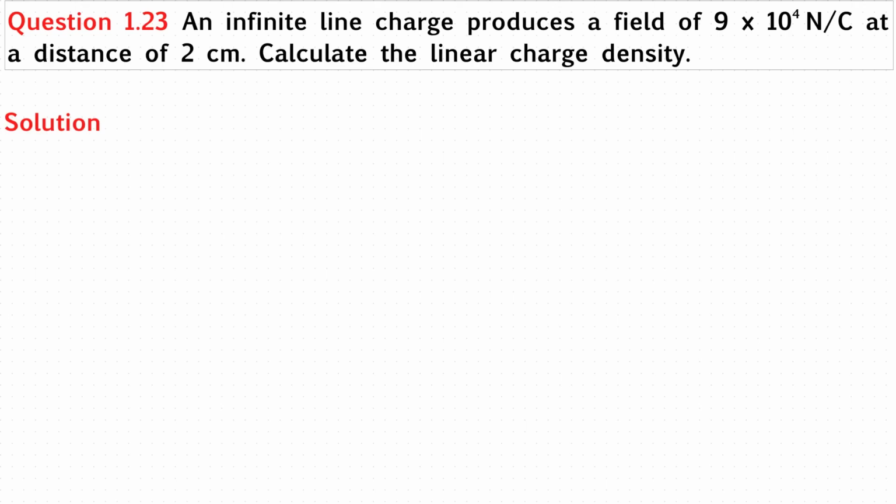Now question 1.23. An infinite line charge produces a field of 9 into 10 raised to 4 Newton per coulomb at a distance of 2 centimeter. Calculate the linear charge density. Let me put down the values first. The electric field is 9 into 10 raised to 4 Newton per coulomb. The distance, let us say r, is 2 centimeter, that means 2 into 10 raised to minus 2 meter. And we need to find out the linear charge density, lambda. I hope you remember lambda we need to find.